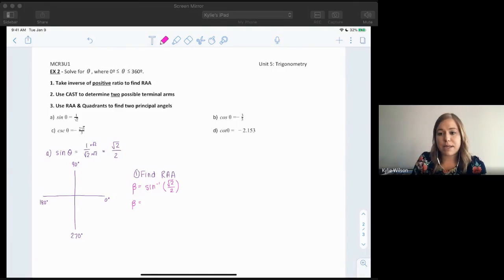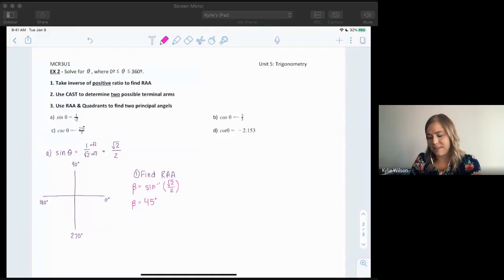If I type that in my calculator, I will get 45 degrees, which is our special angle. So you might be at a point where you see root 2 over 2 and you're like, yep, it's 45, got it, no problem. Or if you want to type it in your calculator just for consistency, that works too. What that is telling us is that wherever our angle is, it has a related acute angle of 45 degrees. That's the first thing we know.